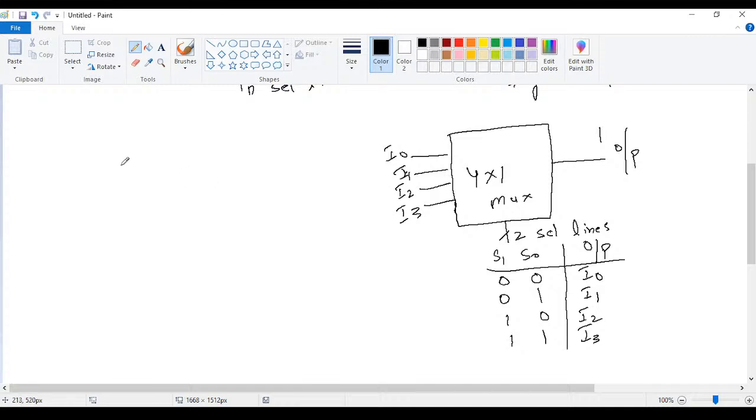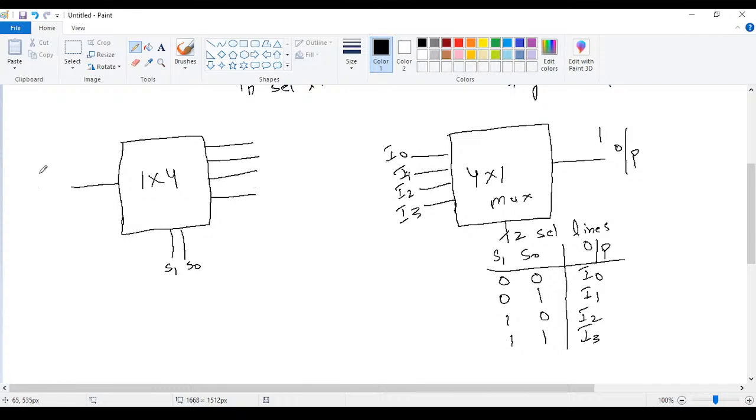In the same way, we go for the demultiplexer, in the reverse manner. This is a box, and here we have the demultiplexer 1 by 4. Let us take 1 by 4 or 1 by 2. The selection lines are common, the same: two selection lines S1 and S0, with one input and 4 outputs. Let us take the outputs as Y0, Y1, Y2 and Y3.